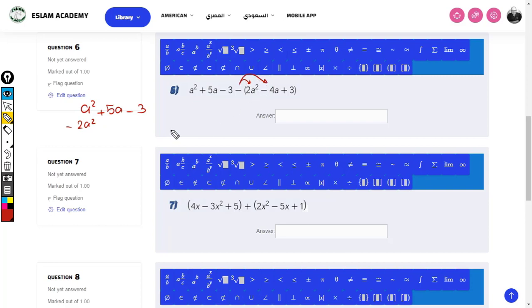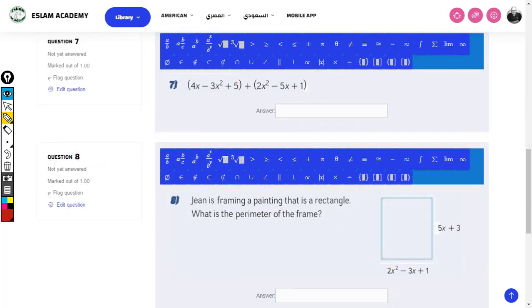And negative times negative 4 will be positive 4a. Negative times positive 3 will be negative 3. Now we have a power 2 minus 2a power 2, which will be negative a power 2. In adding and subtracting, we write the variable with the same power, but we change only the coefficient. 5a plus 4a will be positive 9a. Negative 3 minus 3 will be equal to negative 6.